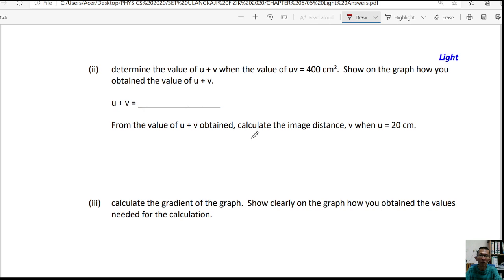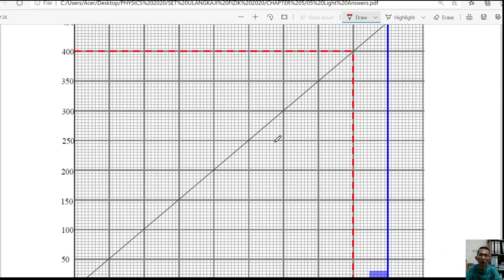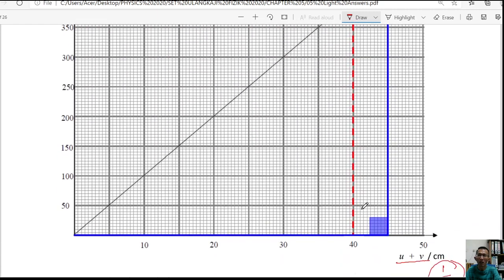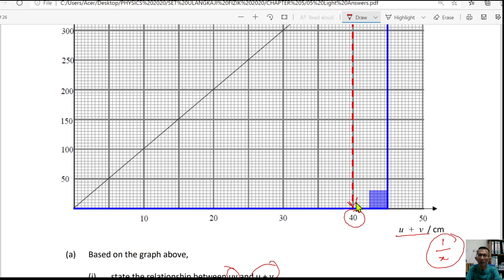Next, determine the value of u plus v when the value of uv is 400. Show on the graph. When uv is 400, what is u plus v? So how do we go about solving this? We go to our graph and check for uv 400. I have drawn my dash line here, and I draw a line going down, and I check. My u plus v is 40. You must draw this line because it carries 1 mark.